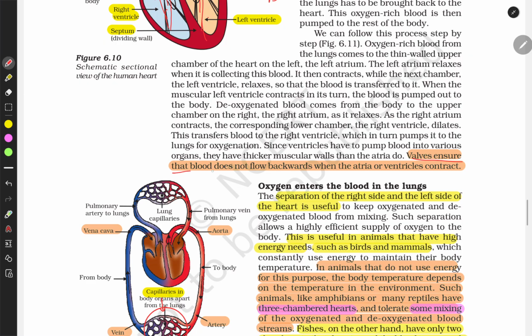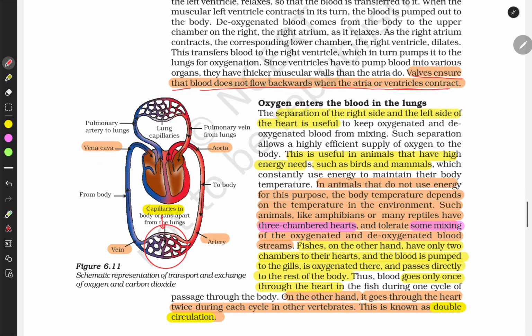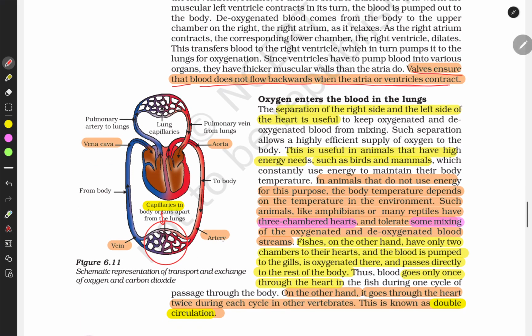This is how the heart pumps. Valves ensure the blood does not flow backward when the atria and ventricles contract. Oxygen enters the blood in the lungs. The separation of the right side and the left side of the heart is useful so that there cannot be mixing of oxygenated and deoxygenated blood.